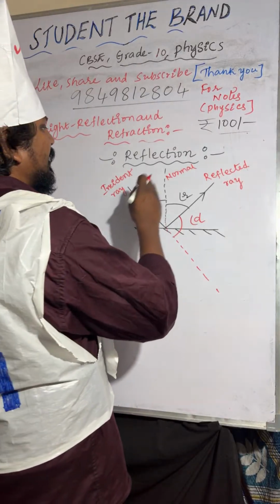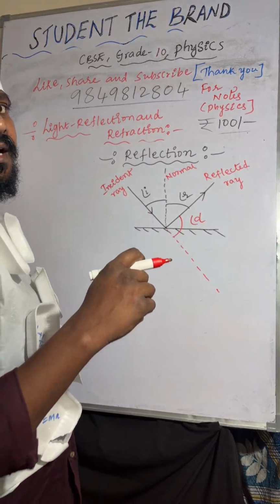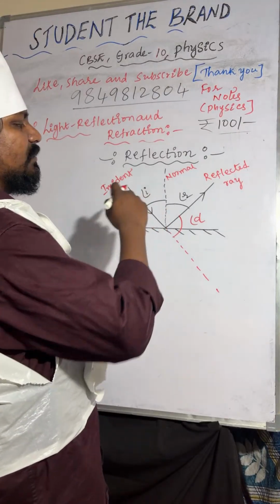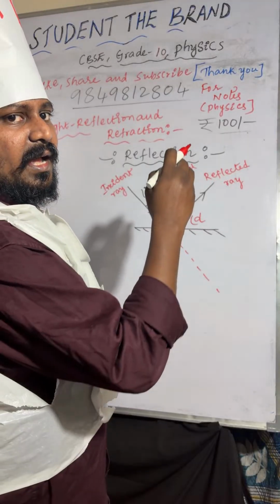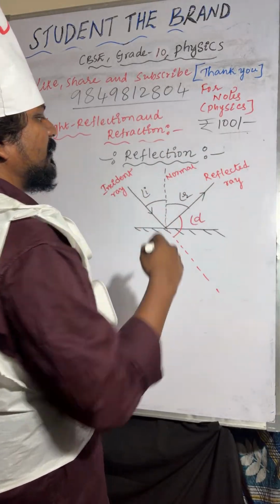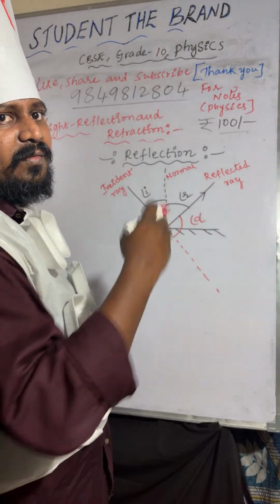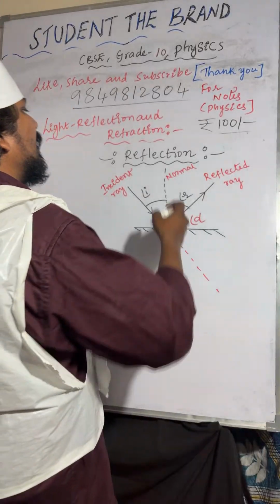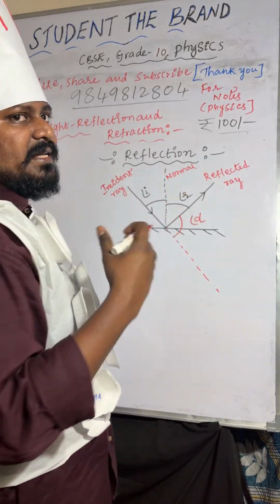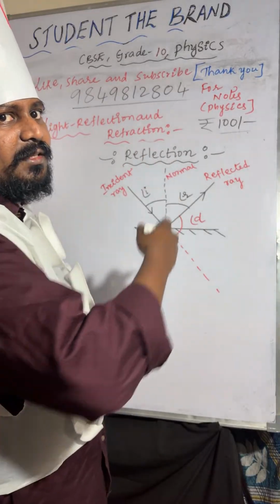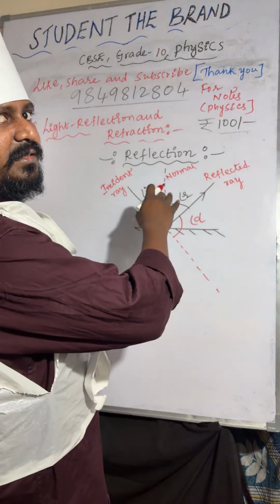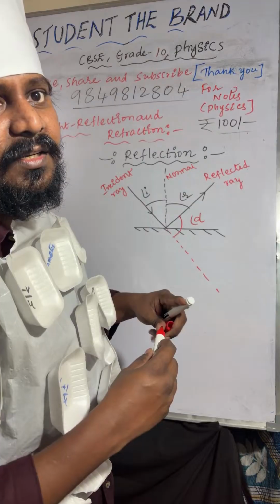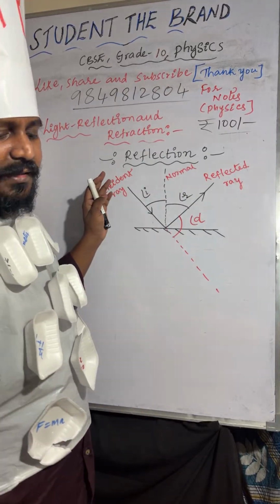The angle between the incident ray and the normal line is called the angle of incidence, and the angle between the reflected ray and the normal line is called the angle of reflection. The line which is perpendicular to the plane surface is called the normal line. Actually that ray does not exist. To understand the reflection phenomenon, we draw it with dotted lines. I hope it is very clear.